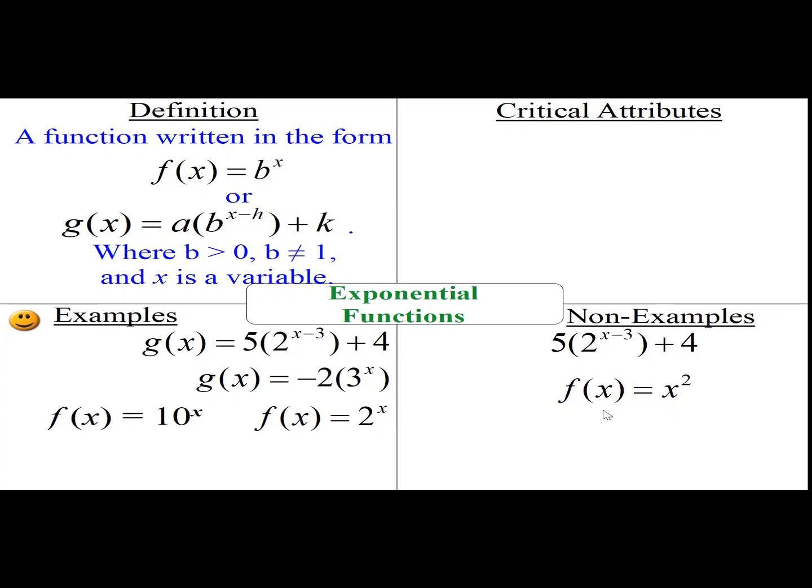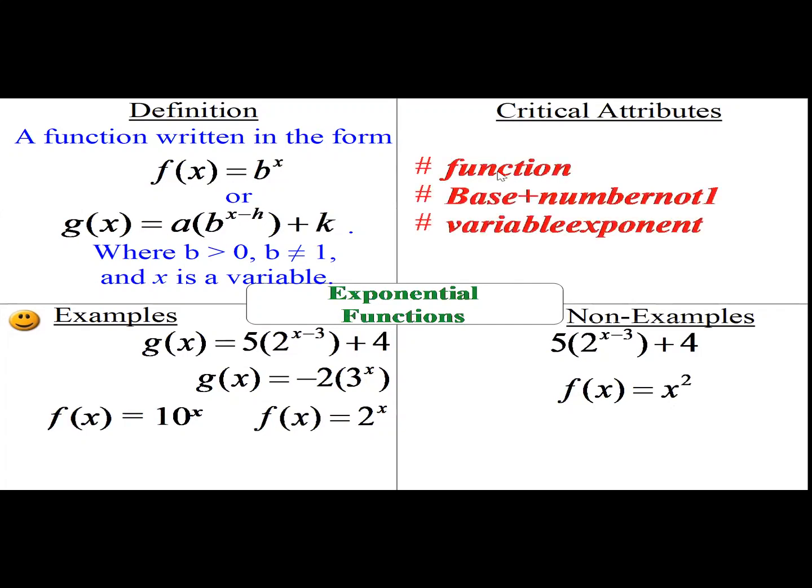Because the x is the base, and according to the definition, the x or the variable has to be the exponent. Yes, this one, x is the base, and the x should be the exponent. Okay, so for the sake of time, I want to get us started right away. Hashtag function or hashtag equation. Another hashtag is hashtag base plus number, not 1. And hashtag variable exponent.